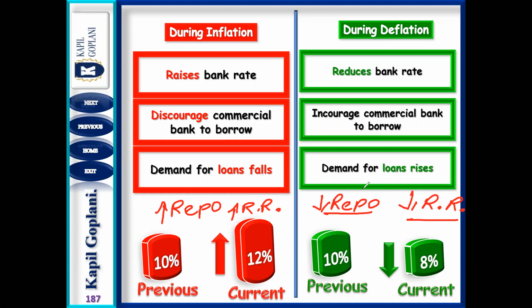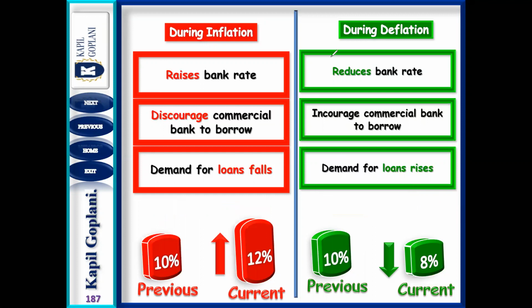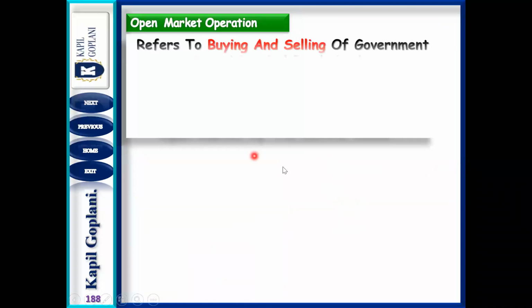What is the effect? Now, how to remember what will be the effect? See, I for inflation and I for increase. So at the time of inflation, I have to increase my bank rate, I have to increase my repo rate, I have to increase my reverse repo. But during the time of deflation, D for deflation and D for decrease, so I have to decrease my bank rate, I have to decrease my repo rate, and I have to decrease my reverse repo rate. This is the effect of inflation and deflation with the help of bank rate, repo rate and reverse repo.